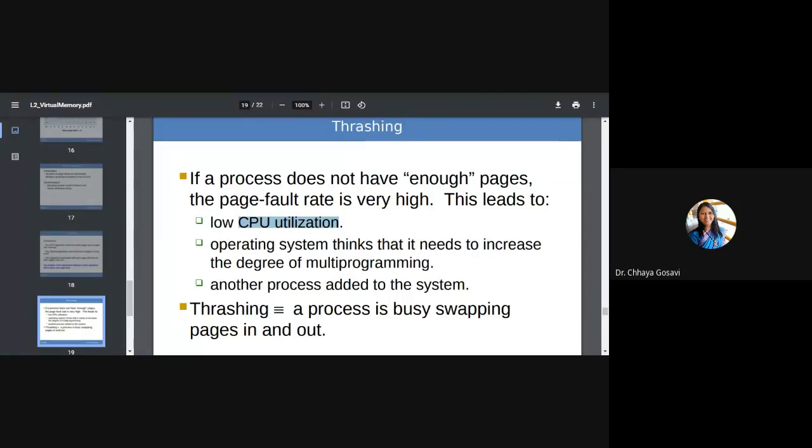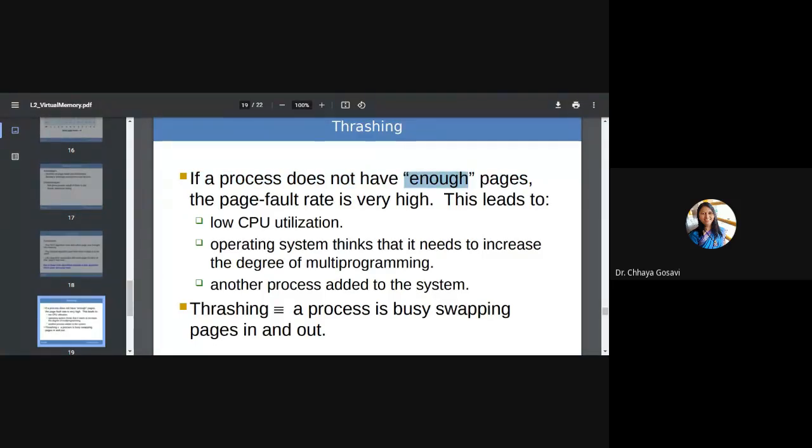So what are we trying to achieve with demand paging? We are trying to increase the degree of multi-programming. If a process does not have enough pages, the page fault rate is very high. Do you agree with this statement? If a process does not have enough pages, where? Not in main memory.